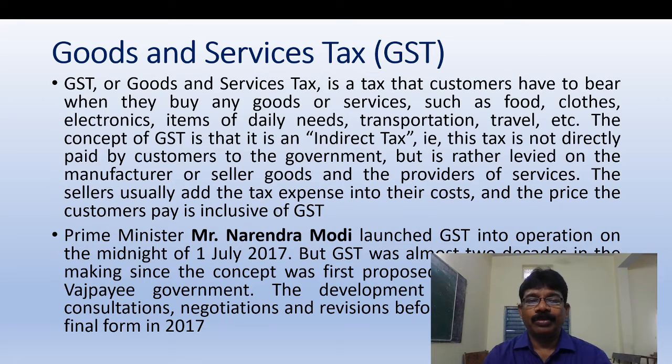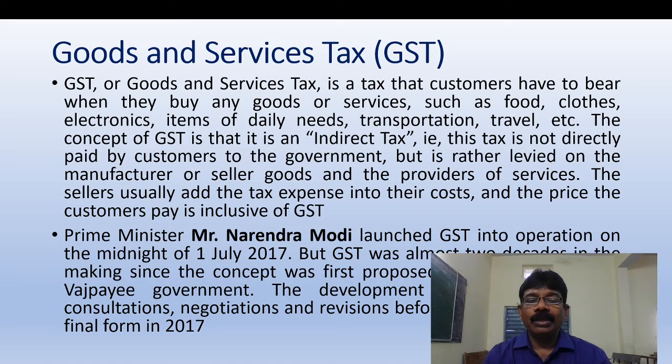In different context, GST is a tax that customers have to bear when they buy goods or services, such as daily needs. Whenever we purchase any item, very few items are exempted from GST. If we buy any item, we have to bear the tax. That tax is an indirect tax. It is called indirect tax because we are not paying directly to the government, we are paying to the trader, and the trader will pay to the government after deducting some taxes which he already paid. That is called input tax credit.